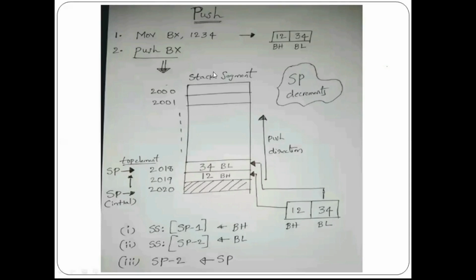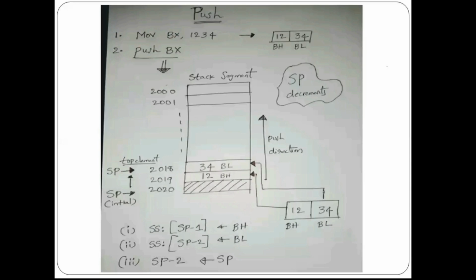Look at here now. In this slide, we are going to perform a push operation. To perform push operation, I have written two simple 8086 instructions. MOV BX, 1234, a 16-bit hexadecimal value. BX is a 16-bit register. Why have I used a 16-bit register for push operation? That is the rule. Stack can only accept 16-bit data at a time. It cannot accept 8-bit data or 1-byte data in case of 8086. That's why I have used BX.